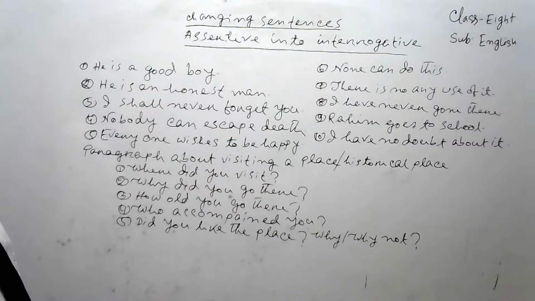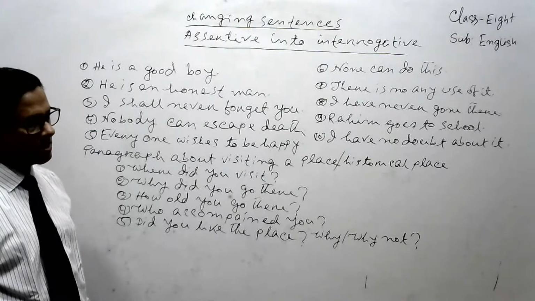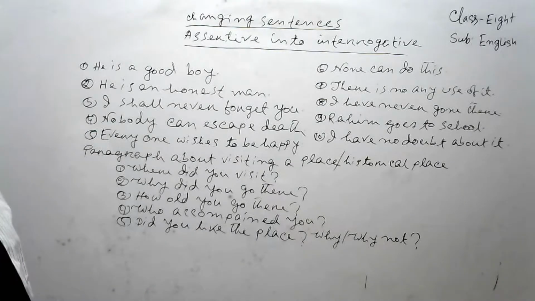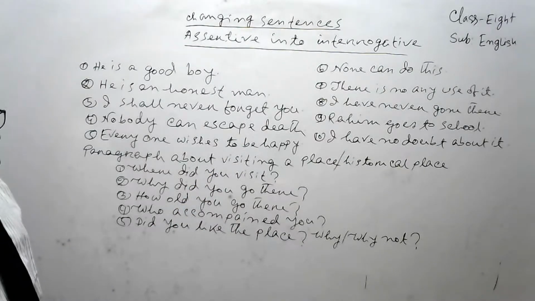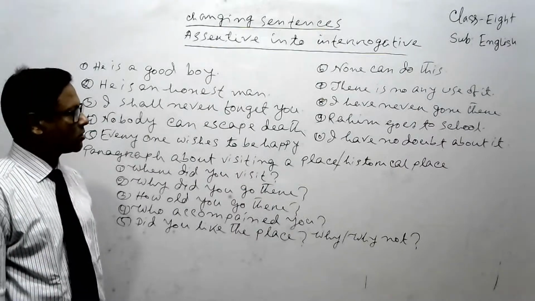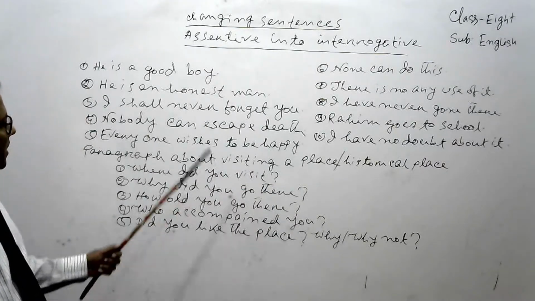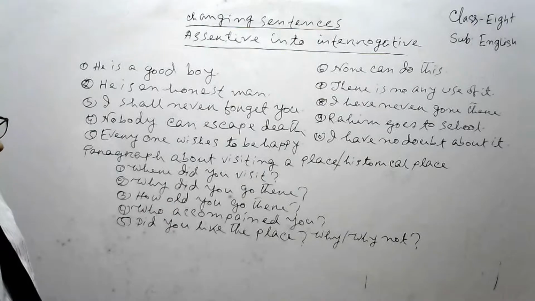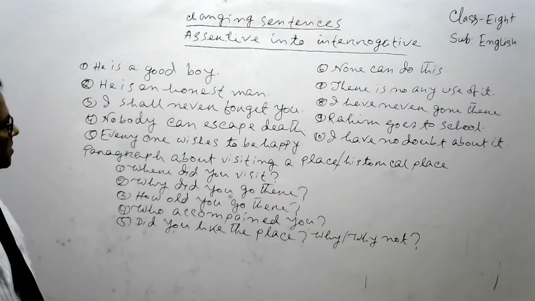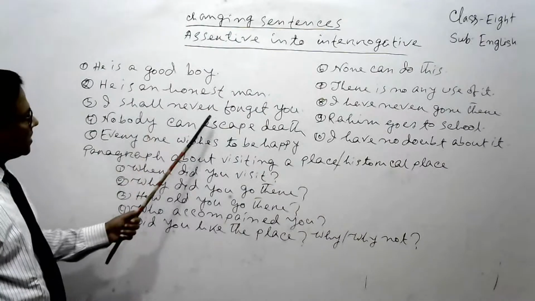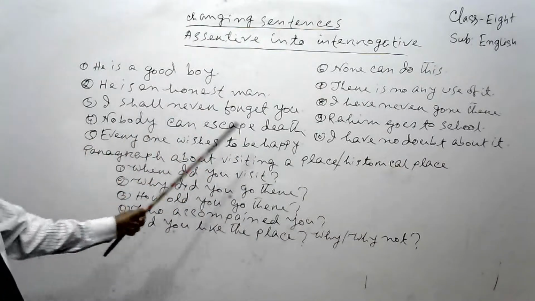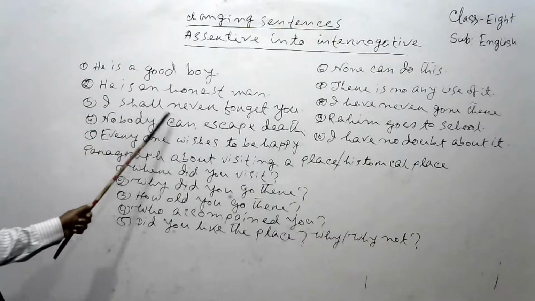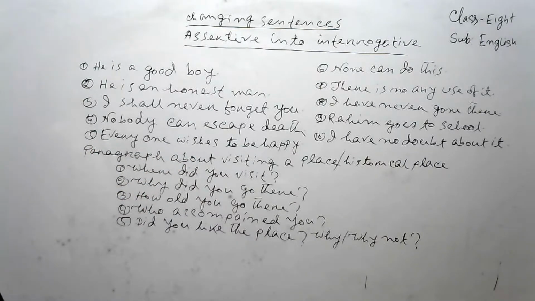You have to always put the interrogative sign when you are instructed to write an interrogative sentence. Of course, you have to use the interrogative sign at the end of the sentence. Otherwise, your marks will be cut. I shall never forget you. Shall I ever forget you?